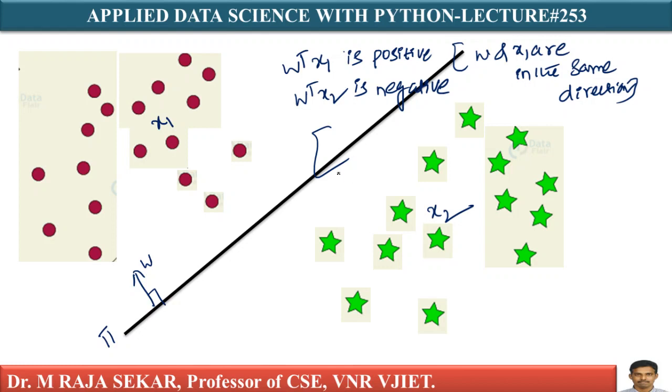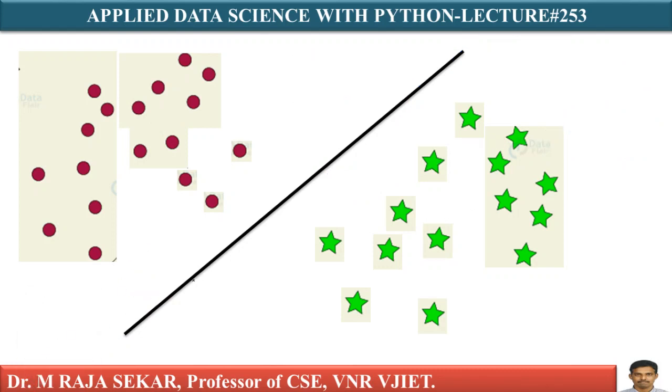Why? Because W and X2 are on different sides. This is not a new thing. We already discussed it in our linear algebra classes. This concept is very, very useful in understanding this. This particular concept plays an important role in deciding whether a particular review is a positive review or a negative review. I will discuss all these things in my future lectures.